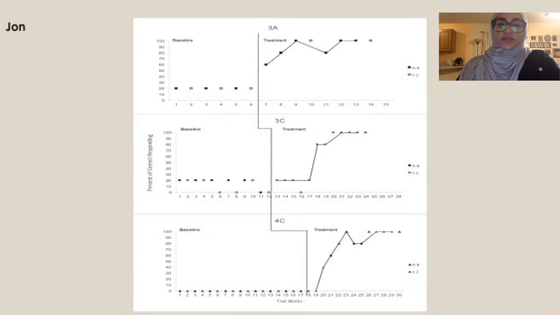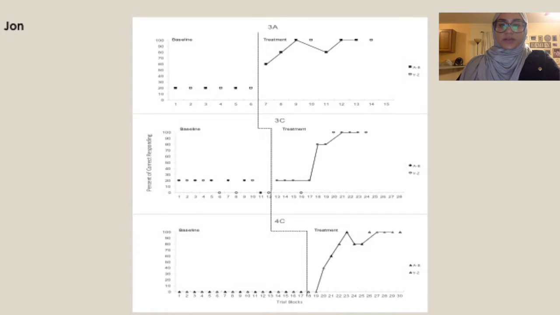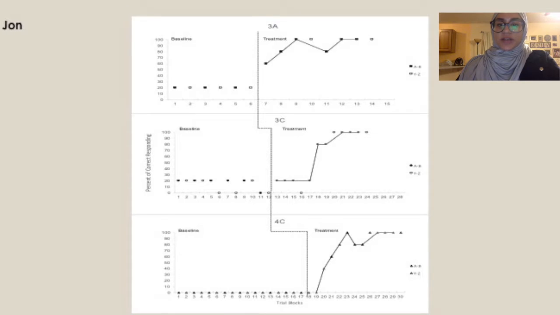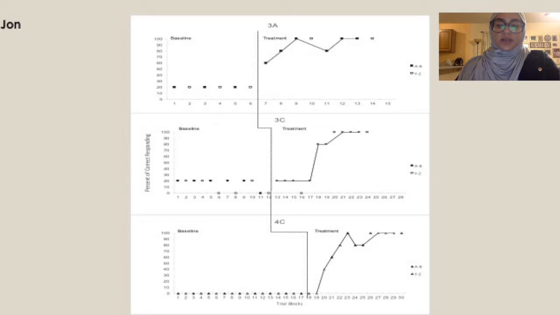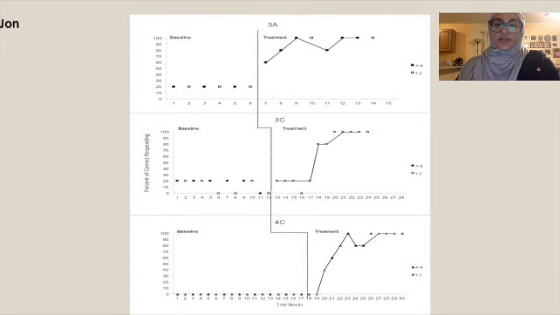And in the last 3 trial blocks, he scored 100% correct responding, and he was able to achieve mastery criterion after 12 trial blocks. And the last one is the PEAK-T program 4C, hierarchical sorting objects by feature.